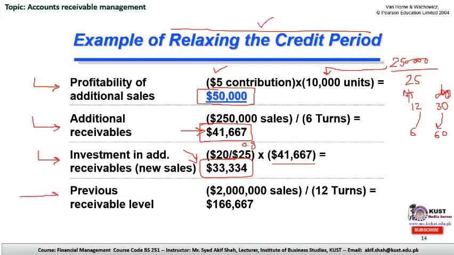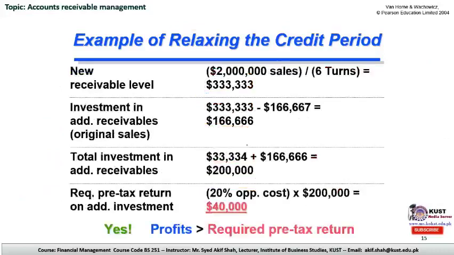Previously, the old sale of the company was $2 million, and the previous account receivable turnover, as we have the terms of sale, was 30 days. So therefore 12 account receivable turnovers were there. Therefore the previous level of account receivable is $166,667. In the next step, we have to calculate the funds tied up in this previous account receivable level as well.